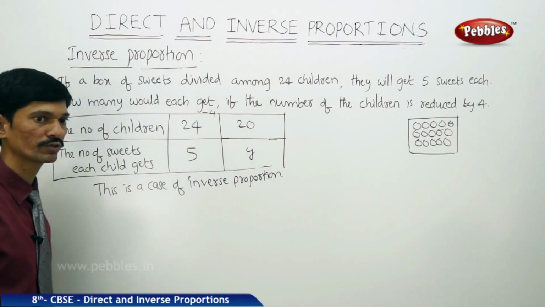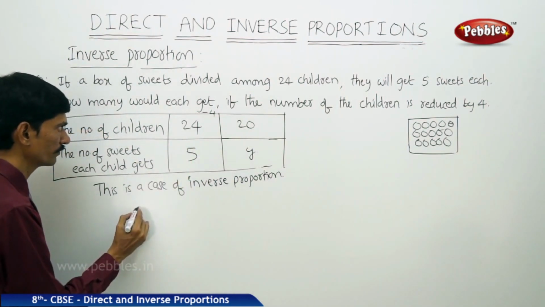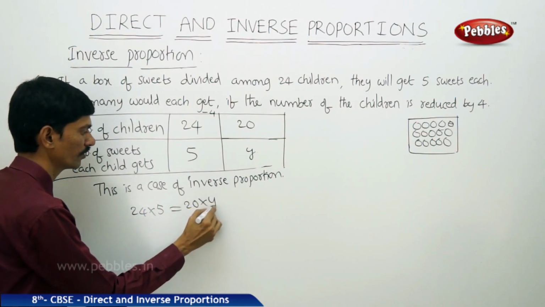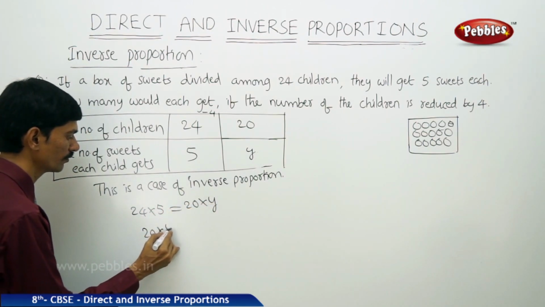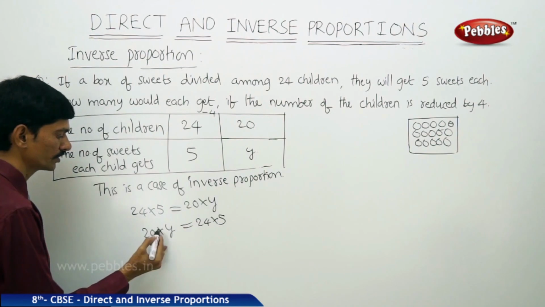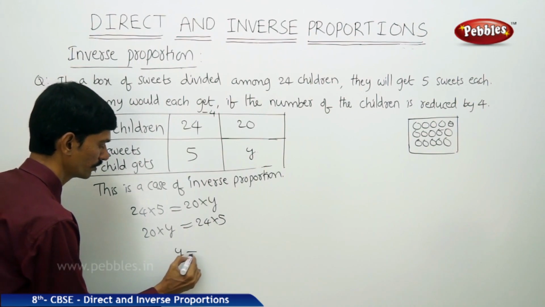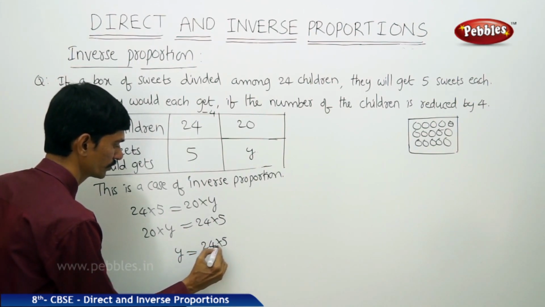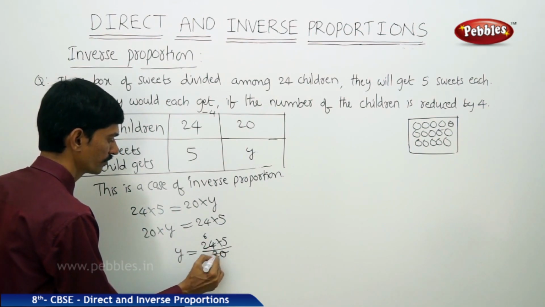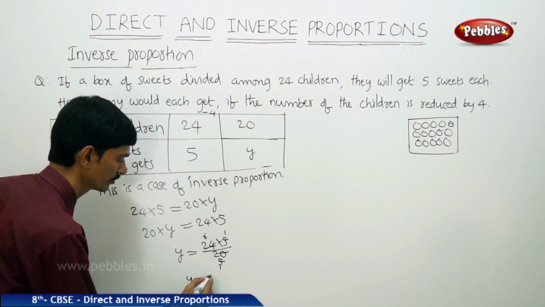In inverse proportion, we know that the product of two quantities remains a constant. So in this 24 into 5 equals 20 into y, or we can write that 20 into y equals 24 into 5. So when you transpose 20 to the RHS, it becomes by 20. So then we get y equals 24 into 5 by 20. Now you can cancel: 4 6s are 24, 4 5s are 20, and 5 1s are 5. So then the y value is 6.